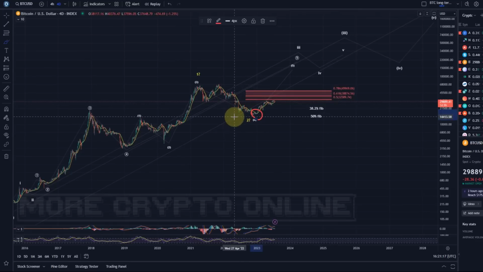you can also count it as a wave 2. So it could be another 1-2 setup here, and then it would escalate much higher. So if the yellow count plays out, this would escalate even higher. Yeah, the yellow count is also a likely option.